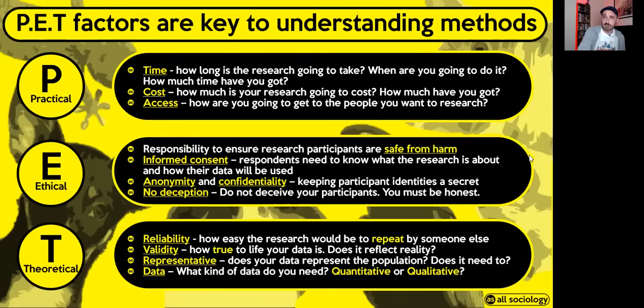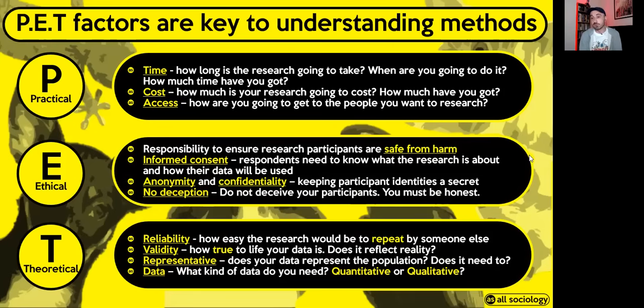The other thing we need to consider is something called representativeness. And often, particularly in quantitative research, one of the aims is to make that research representative, to represent the whole population. So they will pick a sample that includes all different types of people, young, old, men, women, different ethnicities, different classes, whatever, that represent the population.